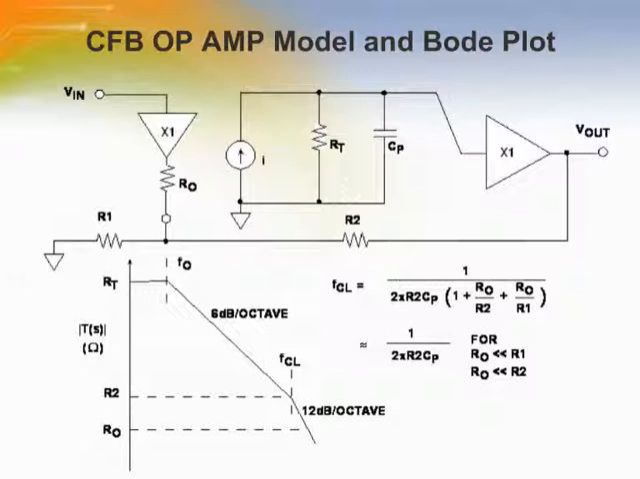A CFB op-amp is usually optimized for a specific R2 because the closed-loop bandwidth is inversely proportional to the external feedback resistor R2. Increasing R2 from its optimum value lowers the bandwidth, and decreasing it may lead to oscillation and instability because of high-frequency parasitic poles.